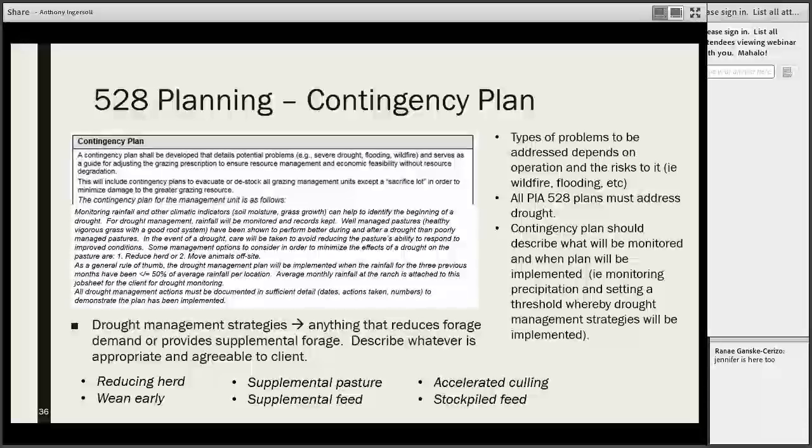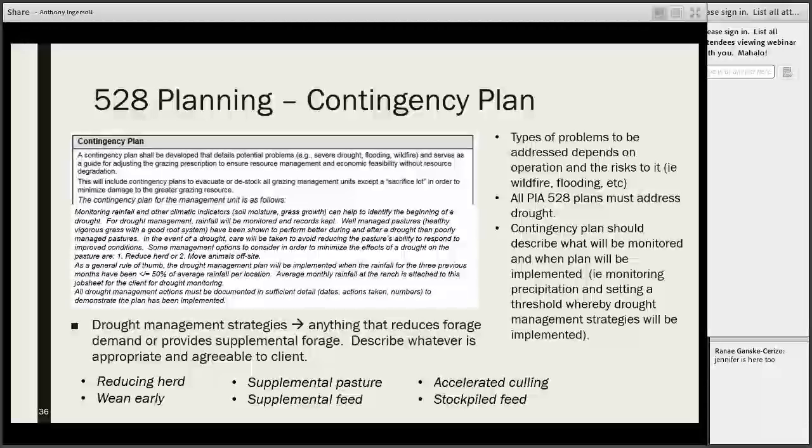So drought management strategies that we can use are basically anything that reduces forage demand or provides additional forage. Whatever is going to be appropriate and agreeable to your client. It's going to depend on what options he has available to him. We do have the option of reducing the herd. It's not easily done, but it is a possibility. Something that most ranchers can do is wean early. That reduces the forage demand. We get the calves out of there, and it reduces the mama's nutritional need.